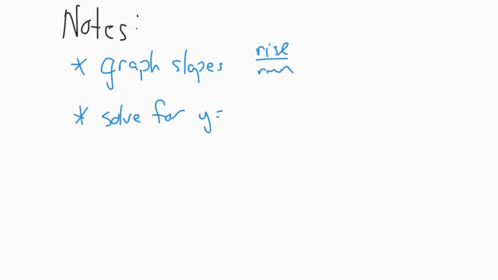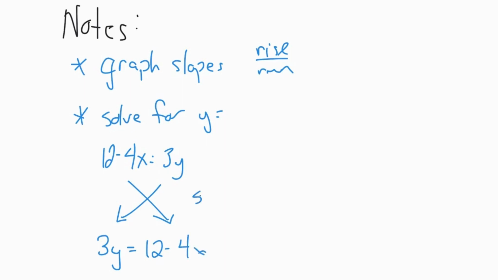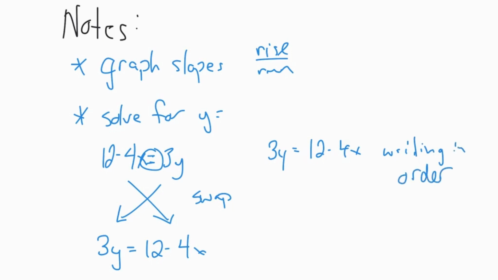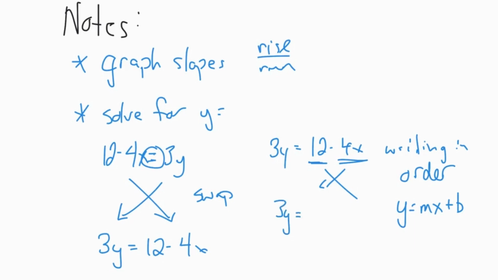A couple little tricks that we can have up our sleeve: if we have, like we just got done doing, 12 minus 4x is equal to 3y, we can swap these two sides, because they are equal. We also want to start writing it in order. If we have 3y is equal to 12 minus 4x, that means this 12 and this negative 4x, we want to get it into y is equal to mx plus b. So we can switch these also. So you get 3y is equal to negative 4x plus 12. Those are a couple notes that you should have down so you remember them.